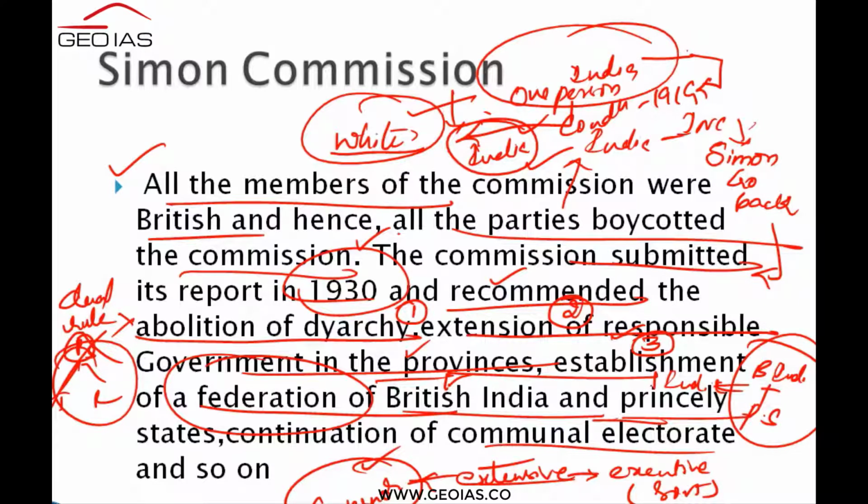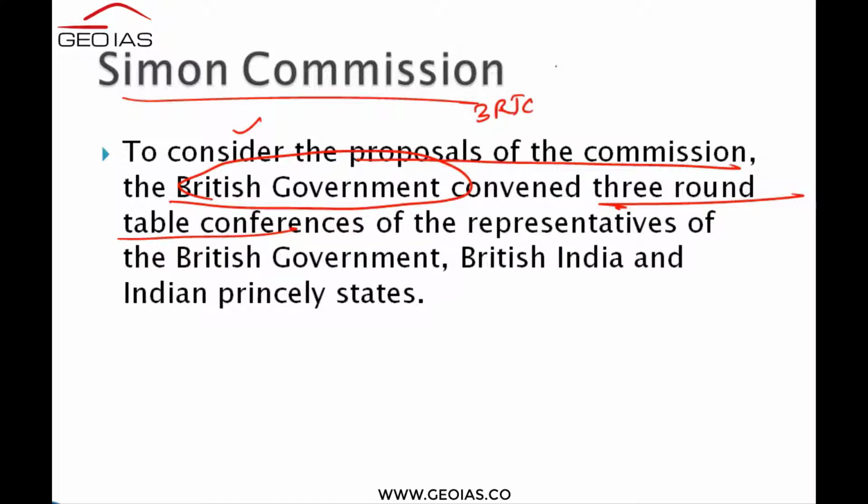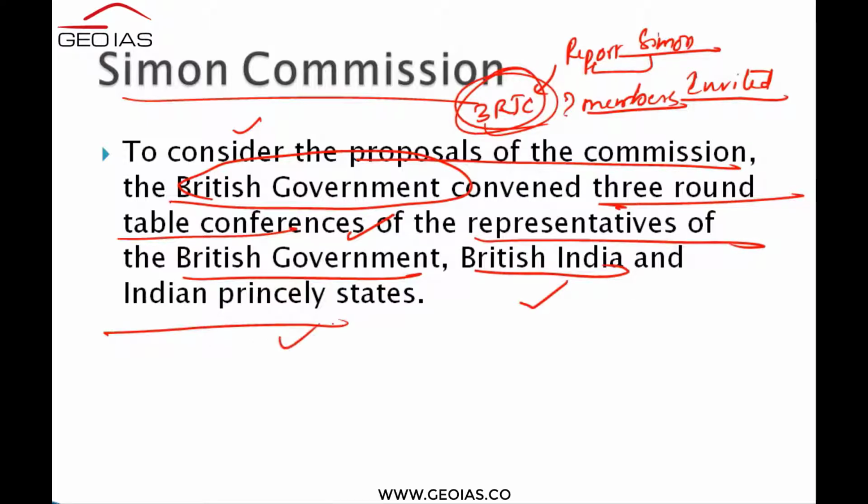So as we move forward, to consider the proposals of this commission, the British government has convened 3 roundtable conferences. In these 3 roundtable conferences, they have discussed the report which was submitted by the Simon Commission. Who were the members in these 3 roundtable conferences, or who were invited? All the representatives of the British government, British India and Indian princely states were allowed for these roundtable conferences.